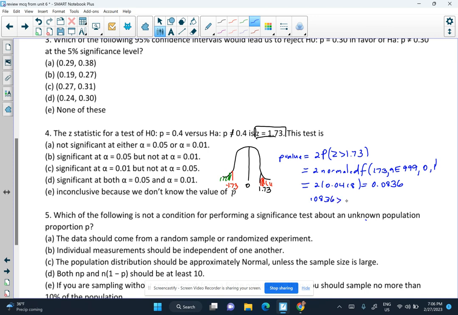And that value is greater than 0.05, and it's also greater than 0.01. So at both significance levels, you're failing to reject. And so it's not significant at either of those levels.